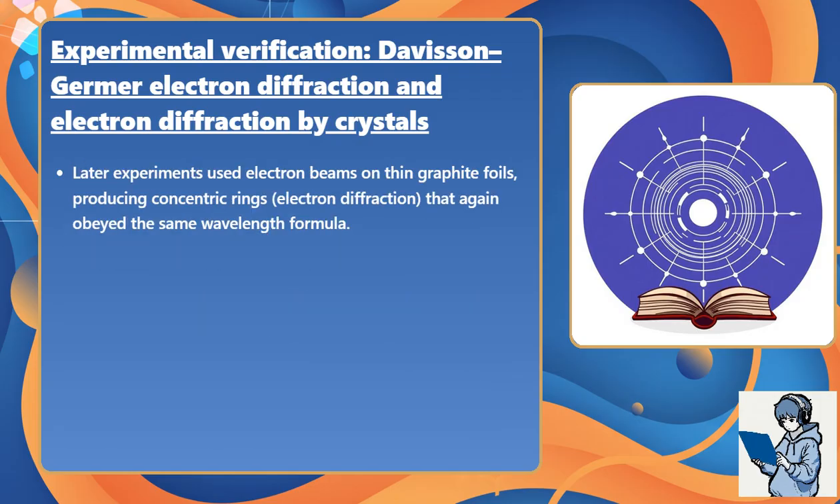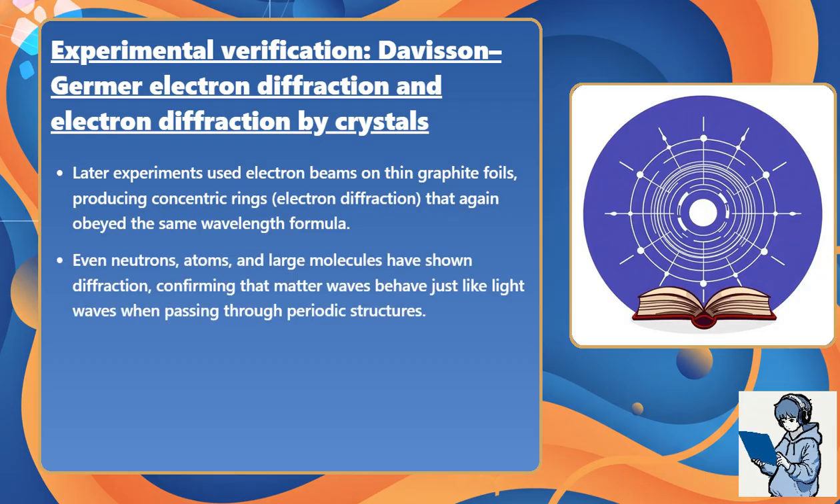Later experiments used electron beams on thin graphite foils, producing concentric rings of electron diffraction that again obeyed the same wavelength formula. Even neutrons, atoms, and large molecules have shown diffraction, confirming that matter waves behave just like light waves when passing through periodic structures.